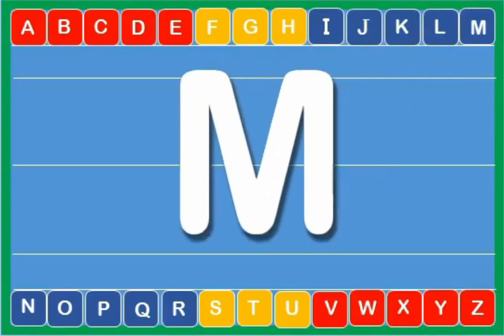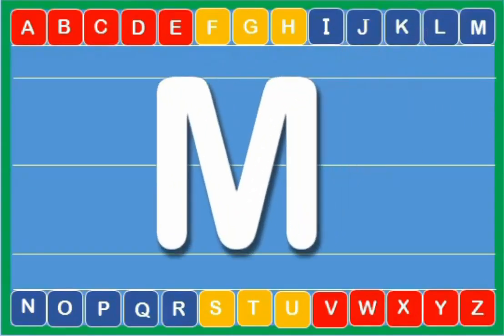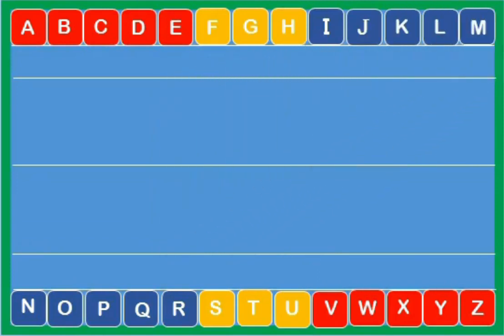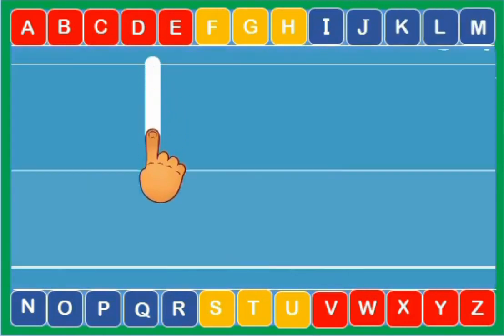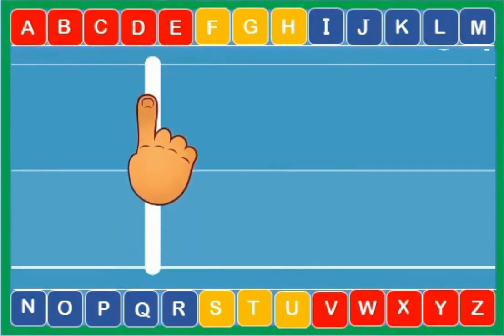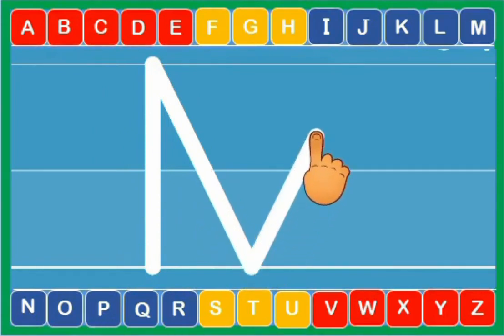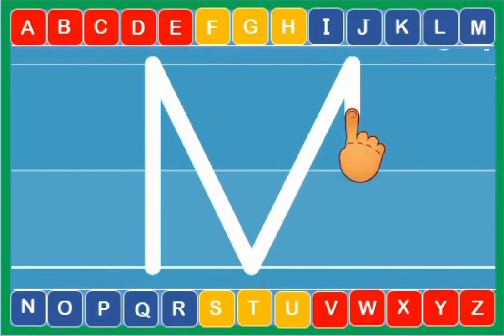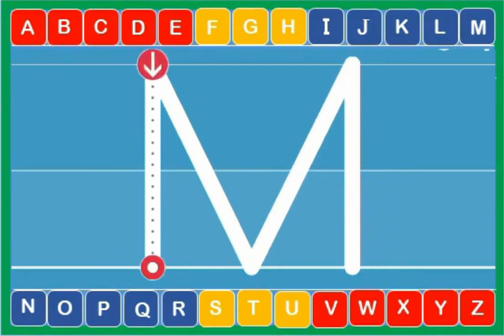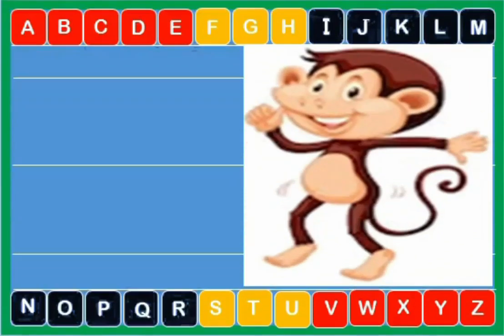Next is letter M. A stroke down, a right stroke, a left stroke up, and a stroke down. M for monkey.